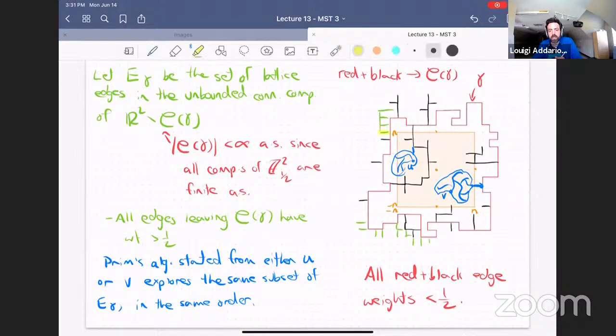Maybe it's this edge here. And then after that, the second edge of E gamma you explore will also have to be the same, because the first one was the same, and so you again have the same outer edge boundary. Maybe the second edge you explore is over here, or maybe it's one that attaches to the first edge. But whatever it is, at each step of the algorithm which explores into the unbounded region, the sets of available edges are paired up so that those are always the same outer boundaries. And so the exploration has to always choose the same next edge, because it's always that one edge that is the smallest weight edge that remains.